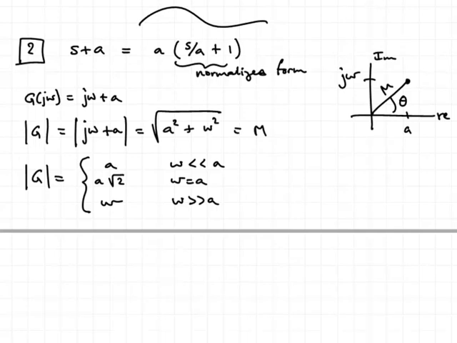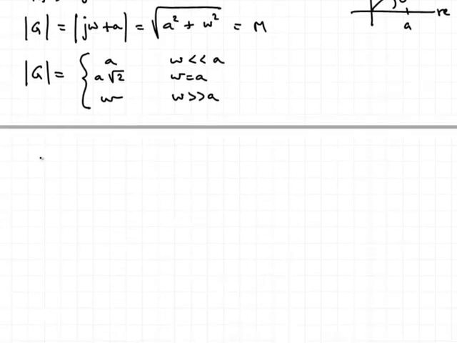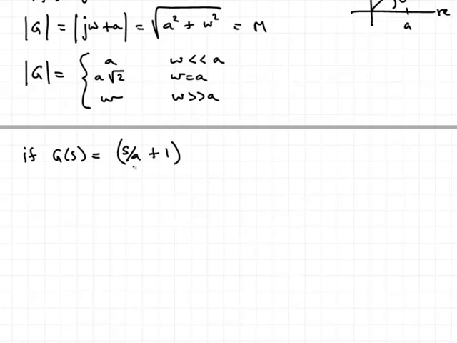Now let's consider the normalized case. If g of s is equal to s over a plus 1, right? Then we would write the magnitude of g of j omega is equal to magnitude of j omega over a plus 1.